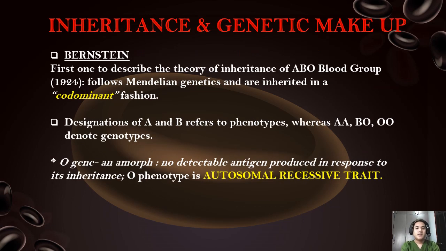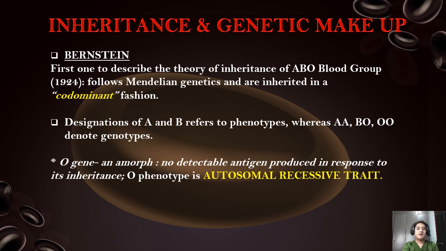Next, we have the inheritance and genetic makeup. So in 1924, a scientist by the name of Bernstein postulated a theory of the inheritance of your ABO blood groups. He stated that your ABO blood group has a unique genetic makeup and that it follows the Mendelian genetic laws. Okay, this is a review and a formal correlation of your basic human biology and particularly your cytogenetics.